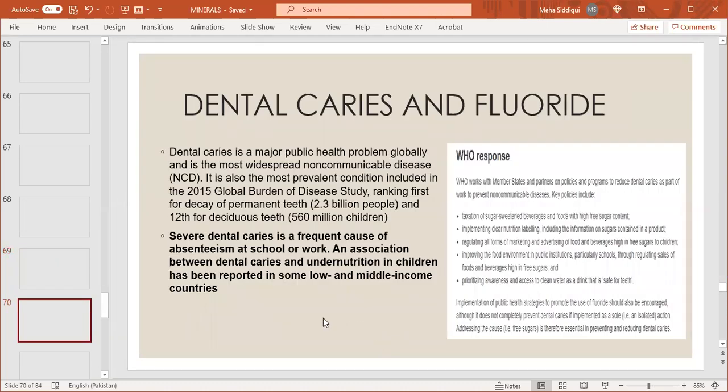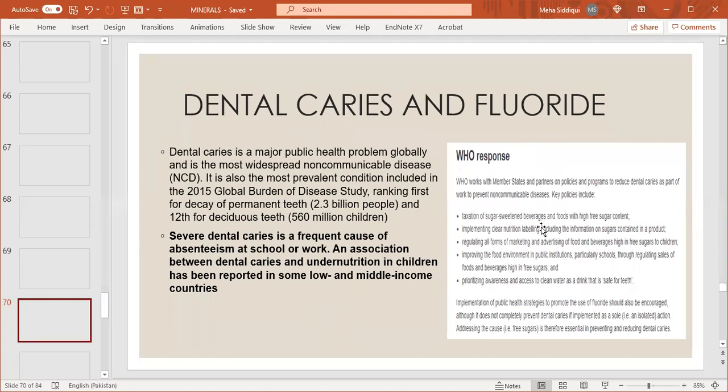Dental caries is a major public health problem globally and is the most widespread non-communicable disease. It is also the most prevalent condition included in the 2015 Global Burden of Disease study, ranking first for decay of permanent teeth and 12th for deciduous teeth. Severe dental caries is a frequent cause of absenteeism at school or work. An association between dental caries and undernutrition in children has been reported in some low and middle income countries.